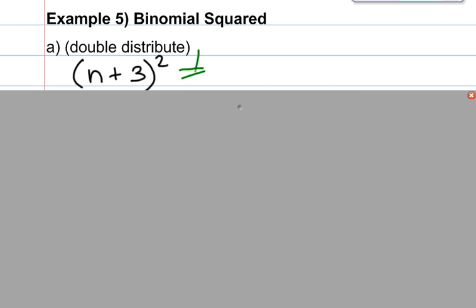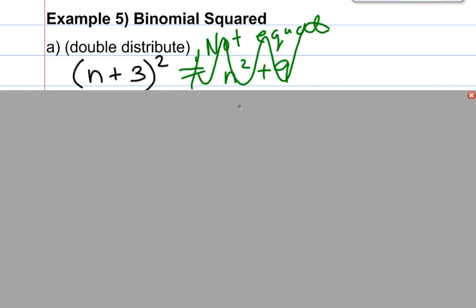This is not equal to n squared plus 3 squared, which is 9. Okay? You cannot square both of those things because what we're doing is we're adding n and 3. So you cannot square both of those things. Okay?